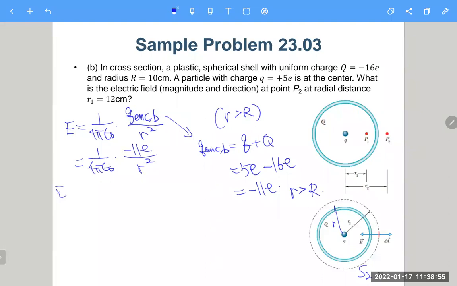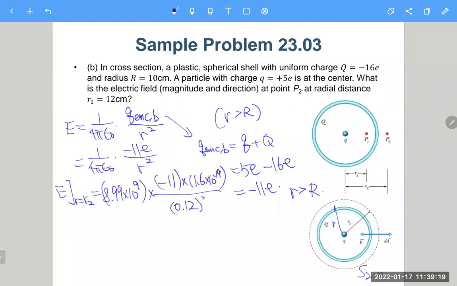And here we would like to evaluate E for R equals R2. So we have 8.99 times 10 to the 9th power, and then here we have a negative 11 times 1.6 times 10 to minus 19 all over R2. R2 is 12 centimeter, 0.12 quantity squared. So it is negative 1.1 times 10 to the minus 6 Newton per Coulomb, or you can write it as negative 1.1 micro Newton per Coulomb.